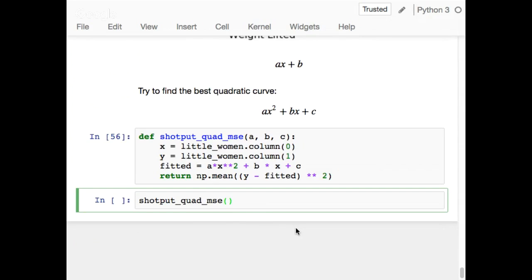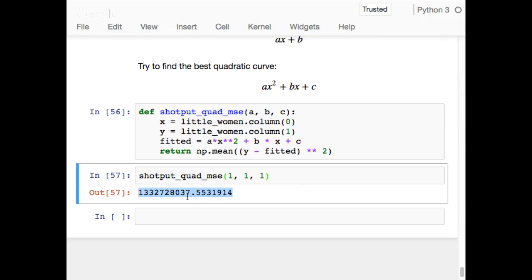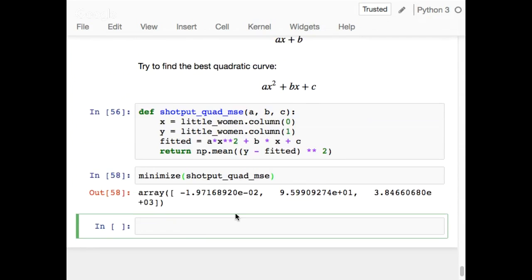If I try to fit the curve maybe like 1x squared plus x plus 1, I get some mean squared error. This is really, really high. But maybe we can tell Python to minimize this for me. Minimize that. We get here some numbers. But what I can do now is I can plot them so we can kind of get a sense of what this is doing. Okay, so let's take this column, x, column 0.